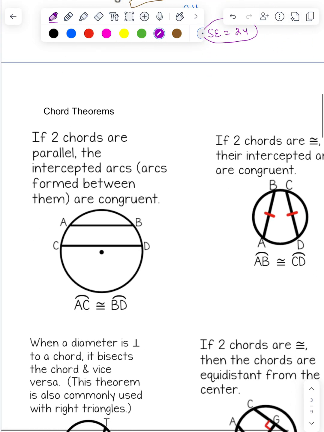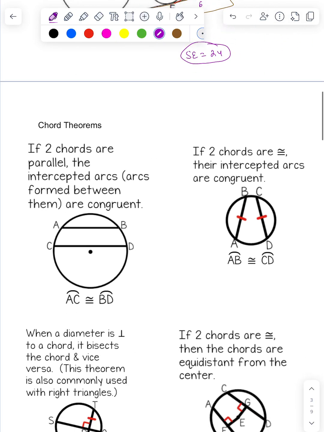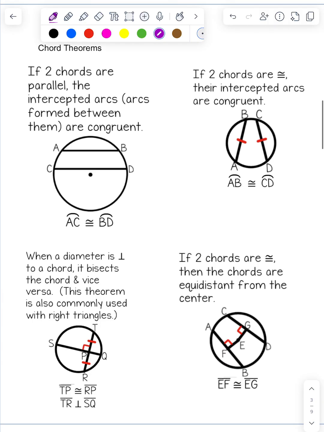Now we're going to take a look at some chord theorems. We're actually going to take a look at 4 of them and do some practice examples with them.